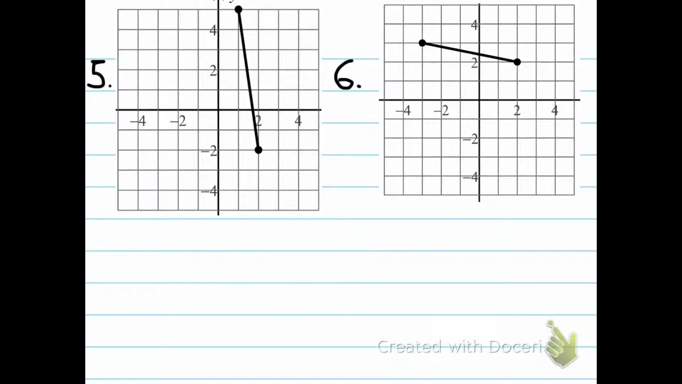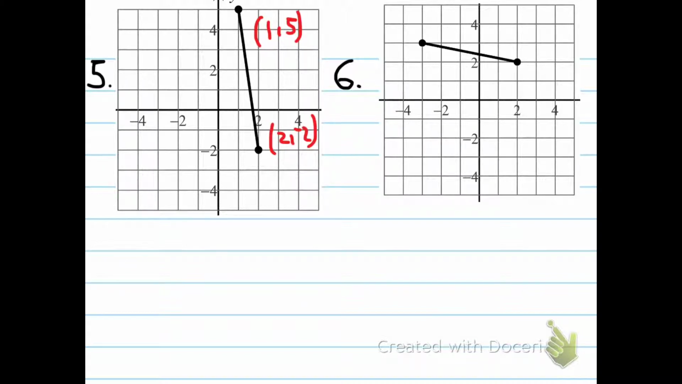Pause the video, grab some paper, and try solving these problems on your own. So first we're going to find the coordinates of one point. So this point, the very top point, is at 1, 5. And then the other point is at 2, negative 2.